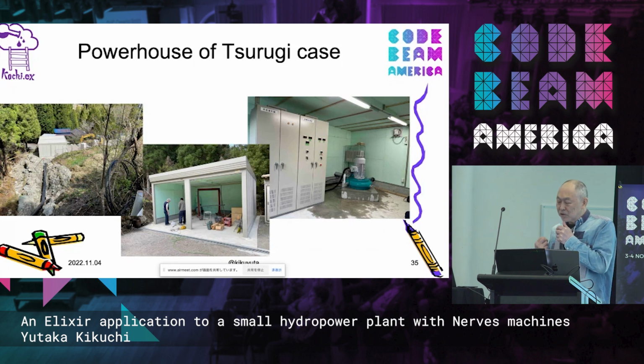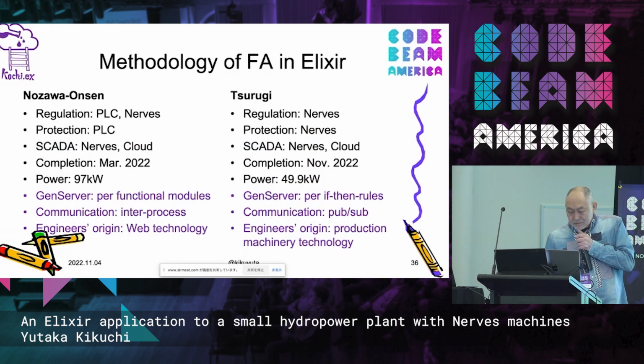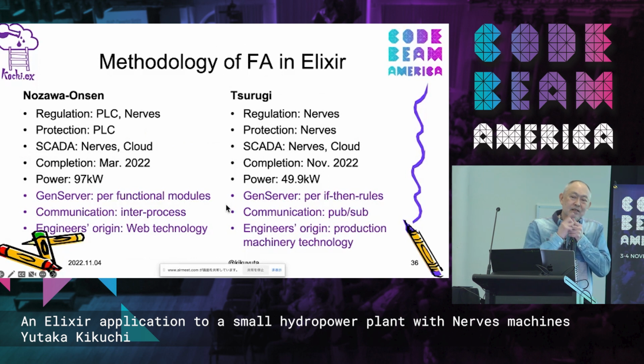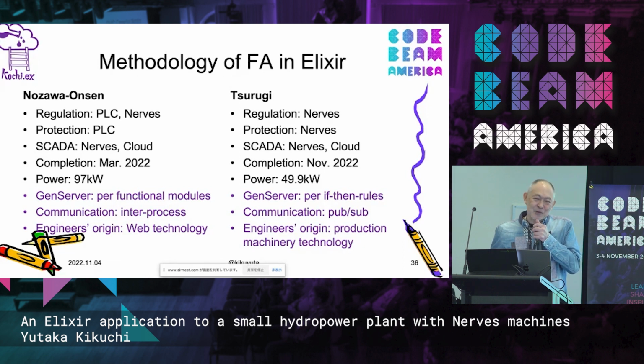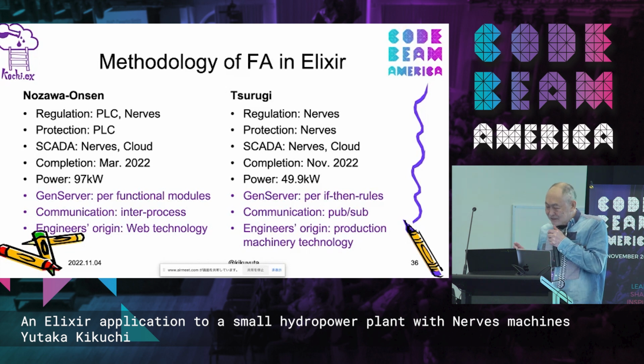So we have been making a control system for this plant in Elixir with our 2 Nerves machines. In this case, the regulation, the protection, and the SCADA will be written in Elixir. The small hydro plant will be finished this month. Unfortunately, I would like to talk about this plant in this session, but I can't. So I found it very interesting that 2 styles of development are possible.